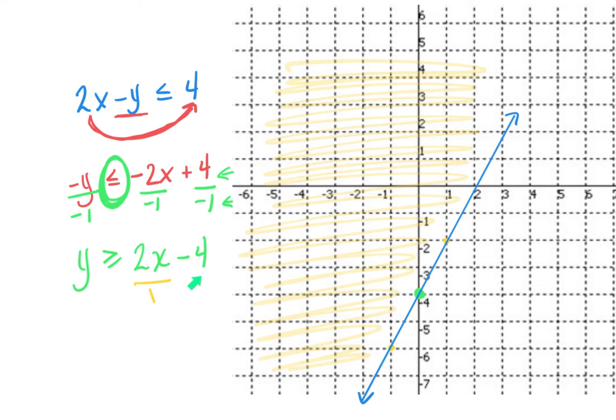And then we're going to graph exactly like we did the other one. Start on the y-axis here at negative 4. And then our slope is 2 over 1. So we can go up 2 and right 1 or down 2 and left 1. Solid line because it is or equal to. And then it is greater than, so we're going to look at the y. Where is it bigger? It's bigger up here, so that is where we're going to shade.